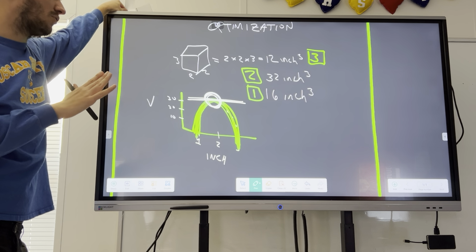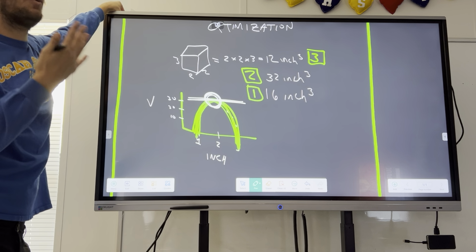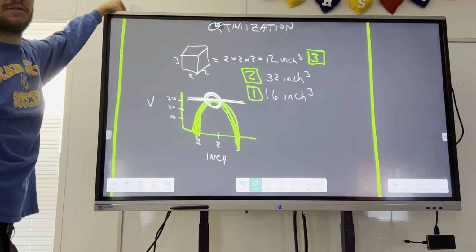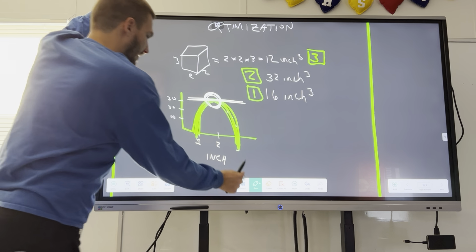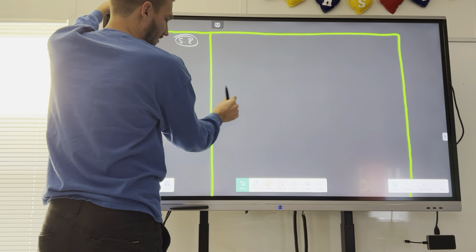So here's our goal. Come up with a little equation, then take its derivative, set it equal to 0, and find out what that maximum value is. So here is how optimization works.